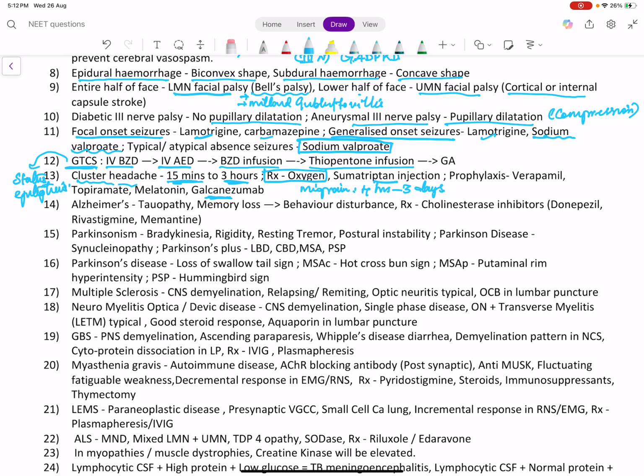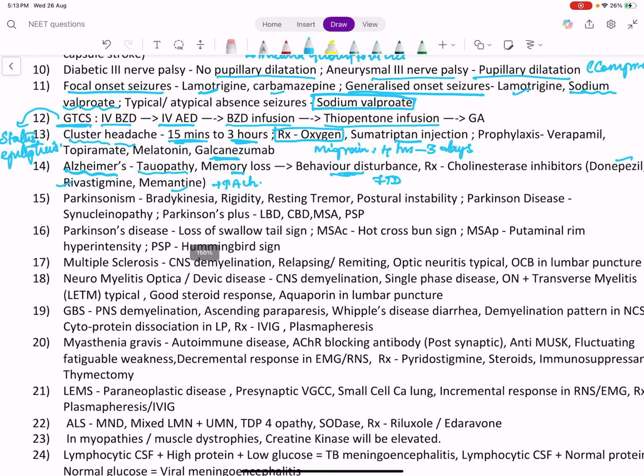Coming to the neurodegenerative diseases, Alzheimer's disease is a tauopathy. It progresses as memory loss followed by behavioral disturbances. This is important because if behavioral disturbance comes first, we have to think of frontotemporal dementia. Treatment for Alzheimer's is cholinesterase inhibitors, that is donepezil and rivastigmine, and memantine. They increase acetylcholine in the brain, thus helping with memory.